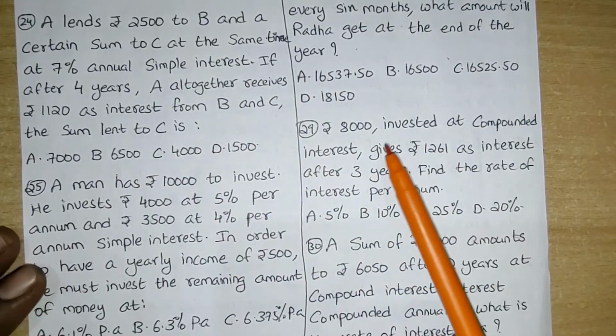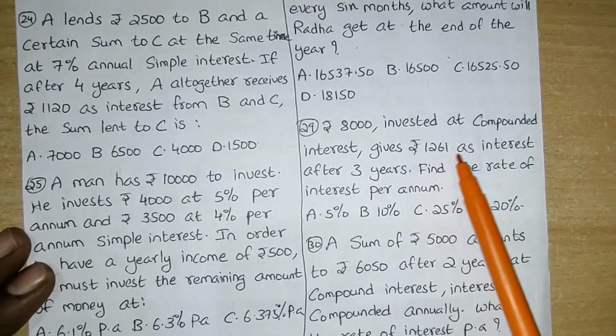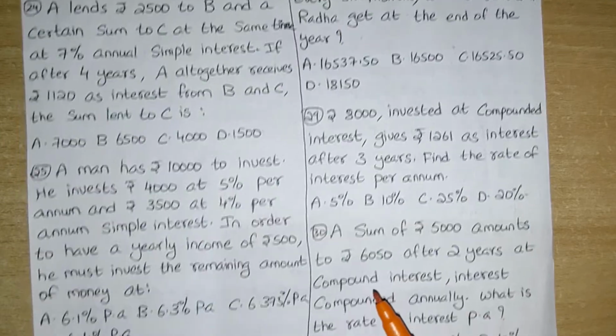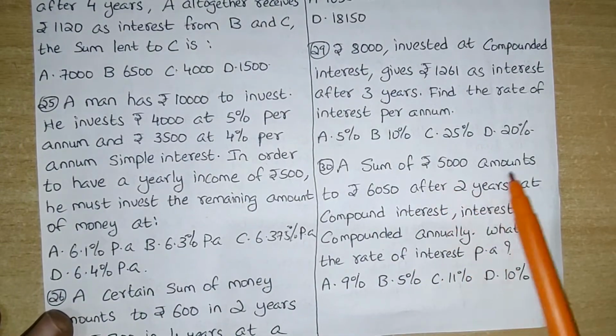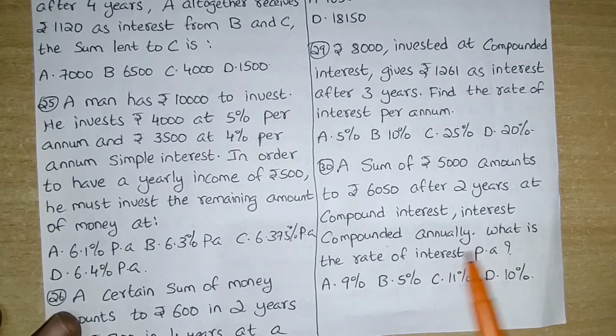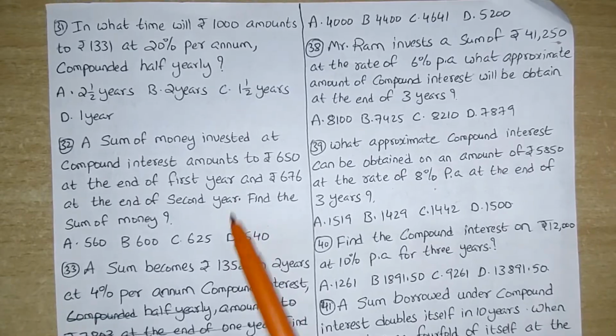29th, 8,000 invested at compound interest gives rupees 1261 as interest after 3 years. Find the rate of interest per annum. 30. A sum of rupees 5,000 amounts to 6,050 after 2 years at compound interest, interest compounded annually. What is the rate of interest per annum? Okay, so 30 questions we have completed. We will continue. See here, 31st.